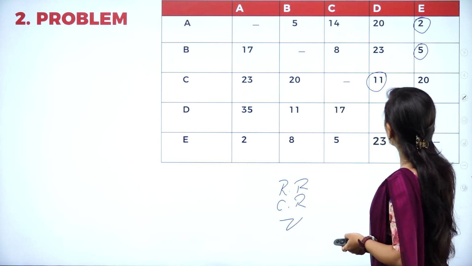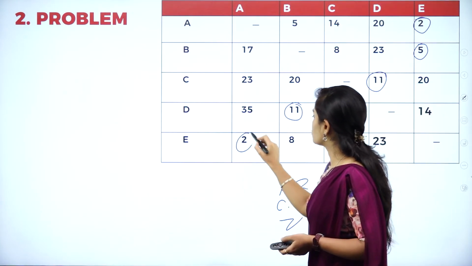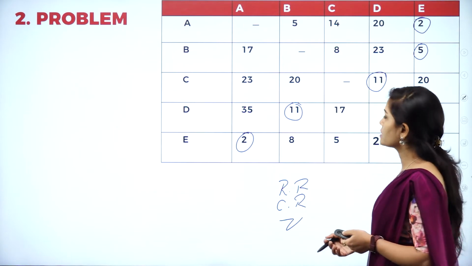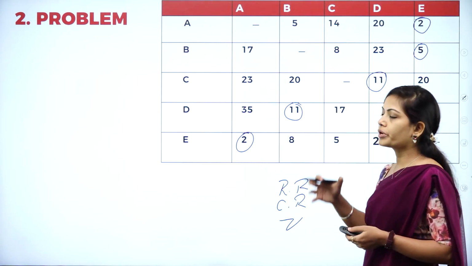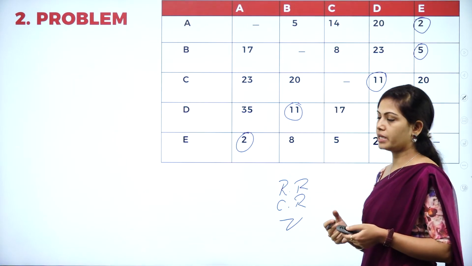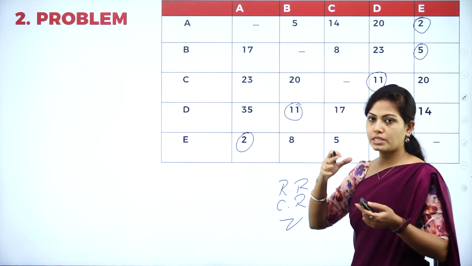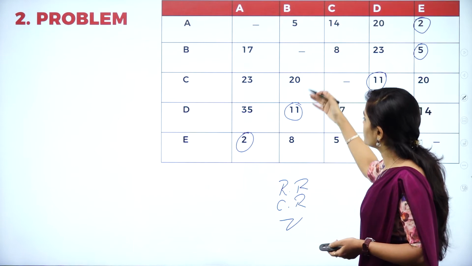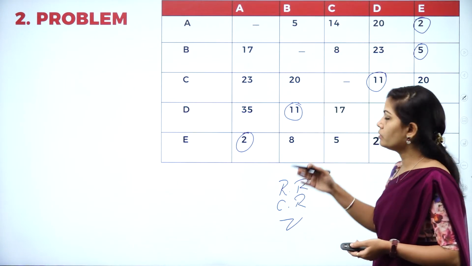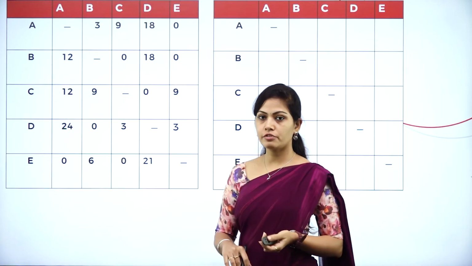And in the fourth row, the least value is 11. In the fifth row, the least value is 2. Subtract this and find the row reduction value. And by using the row reduction value, we can find the column reduction values. So in the first column also you have to consider the least value and subtract it from the other values. And in the second column, consider the least value, then the third column, fourth column and fifth column. So this is your column reduction value.